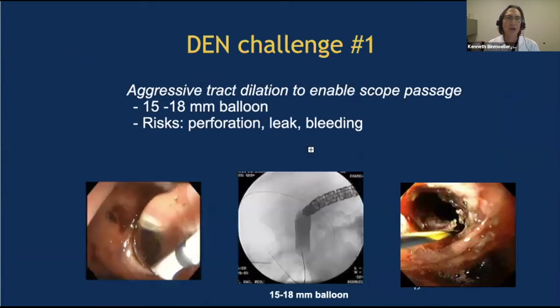So the first challenge we have faced when performing necrosectomy is that we have to create a large opening to get our scope through, to pass it into the WON. This generally requires a 15 to 18 millimeter balloon, sometimes even 20. And obviously this carries risks of perforation, leak, and bleeding. So here's a big balloon, and we're all holding our breath every time we did this. And you see this large CRE balloon in place. And then here is what I called fenestration, because it's like a window that you can now climb through to get into the WON.